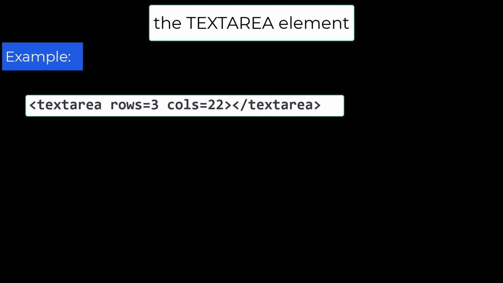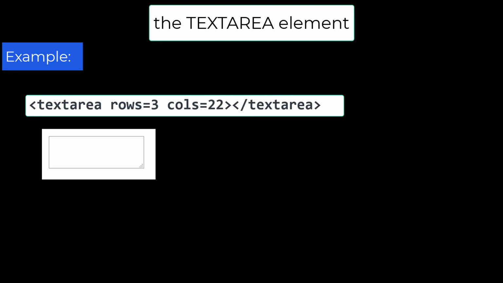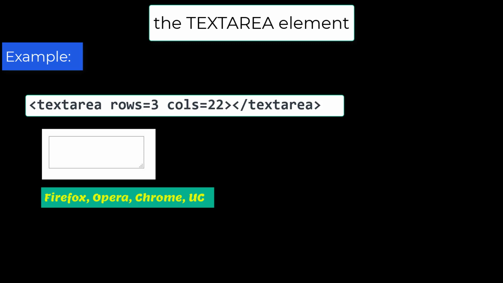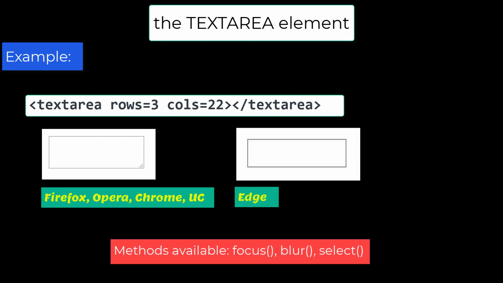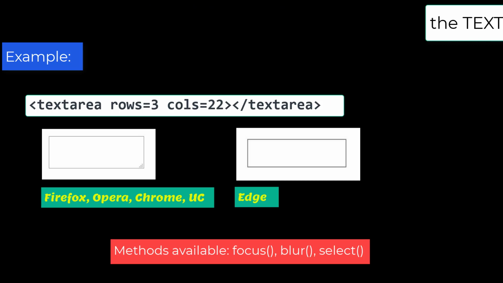An example: this code, text area, rows equals 3, cols equal 22, end text area. Displays as a box with some strange dots in the lower right corner in Firefox, Opera, Chrome, and the UC browser. Displays as a plain box in Edge. For text area, as for input type equals text, the methods focus, blur, and select are available.